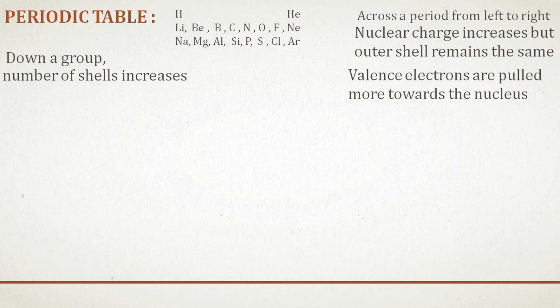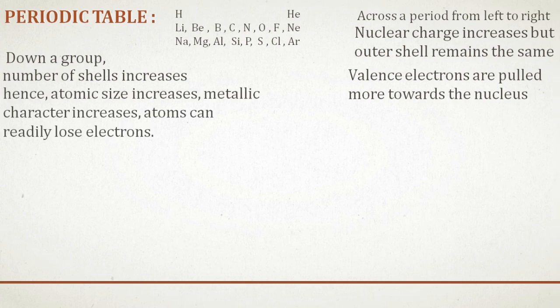If we go from left to right across a period, for beryllium only 4 protons are pulling the valence electrons, but for oxygen a total of 8 protons are there, oxygen's atomic number is 8. So 6 valence electrons, 2,6. So these 6 electrons are experiencing more attraction force than those electrons of beryllium. I hope this point is clear to you.